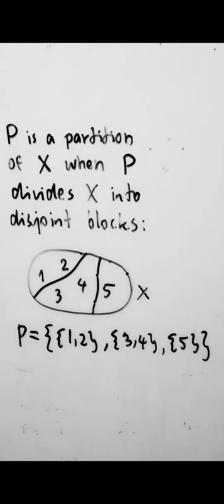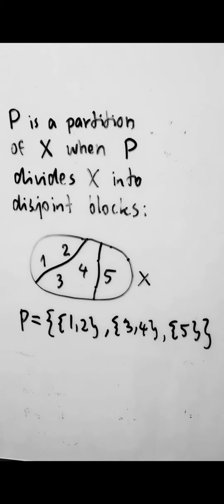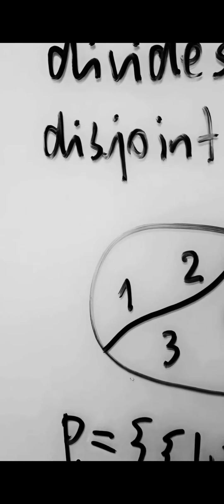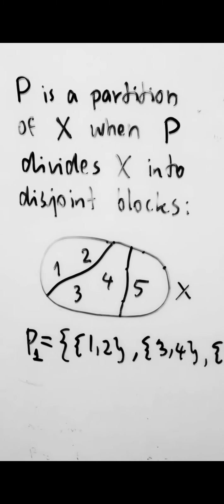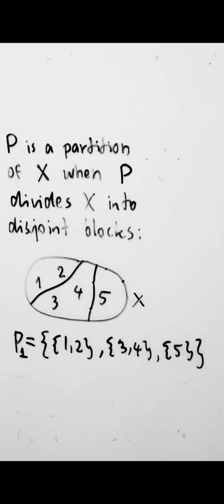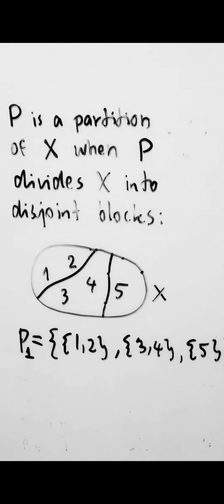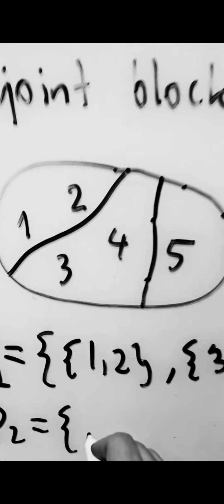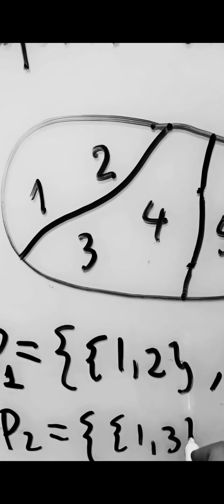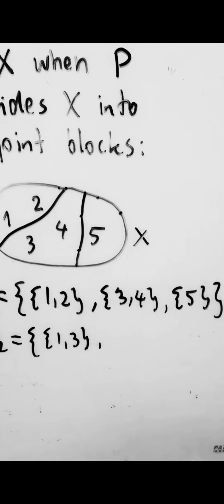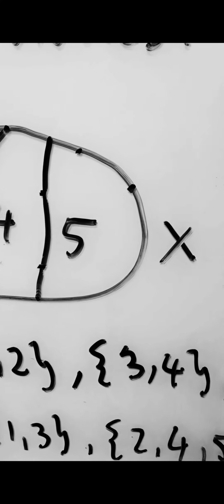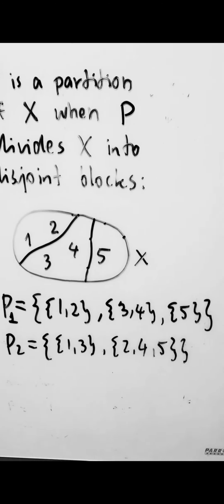You can have several different partitions of the same set. The one shown here is just one of them. In the case of the set X, having 1, 2, 3, 4, and 5 as its elements, we could have another partition that groups these elements in a different way. For example, a partition that puts 1 and 3 in the same block and 2, 4, and 5 in the same block as well, but different from the first one.